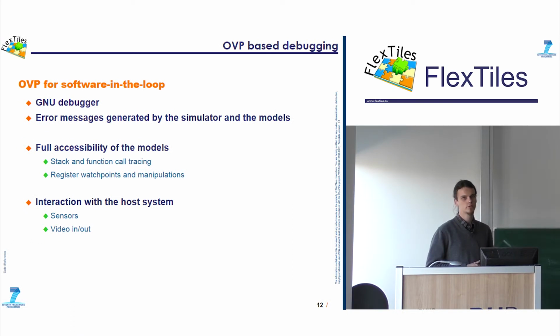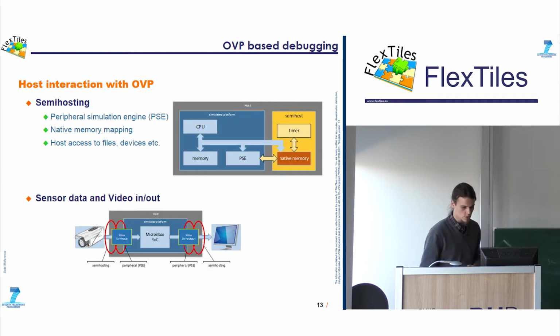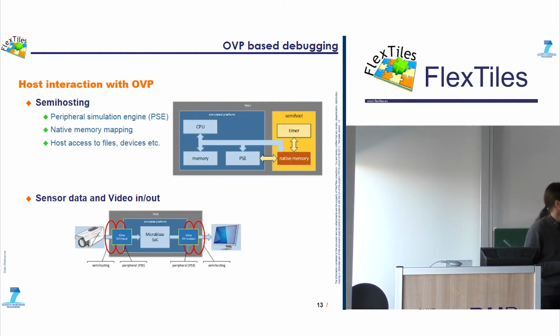And this allows us to use resources of the host system, for example, to actually connect sensors or to connect video in and out. And how do we do this? Well, there are two graphics to show this. So first of all, in gray, we have the host system. In our case, in this example, this is the laptop here. On this laptop, the host system, the OVP environment is running, which is seen in blue.